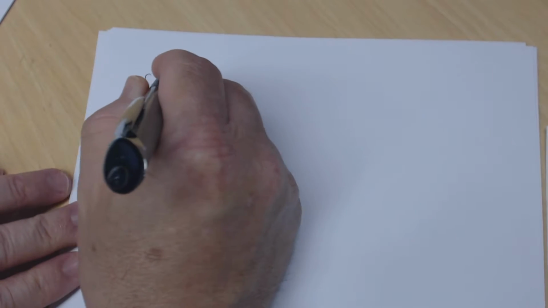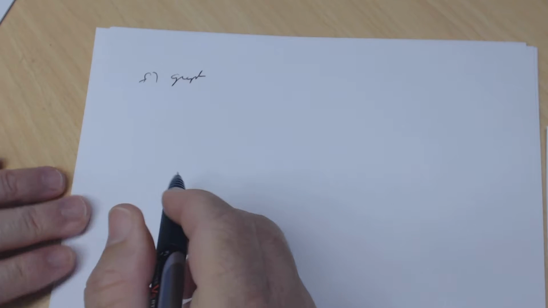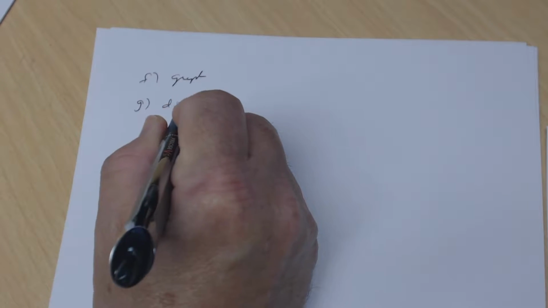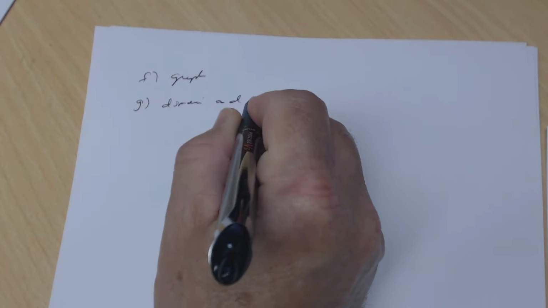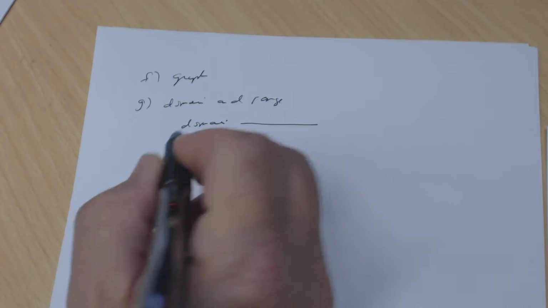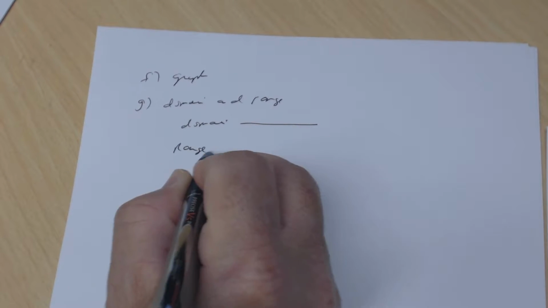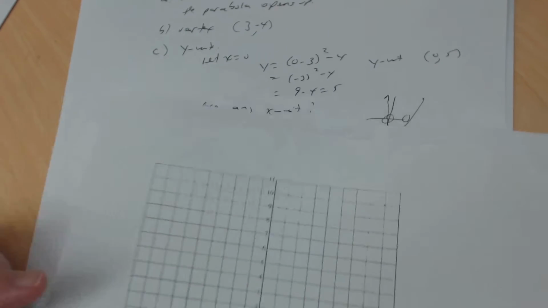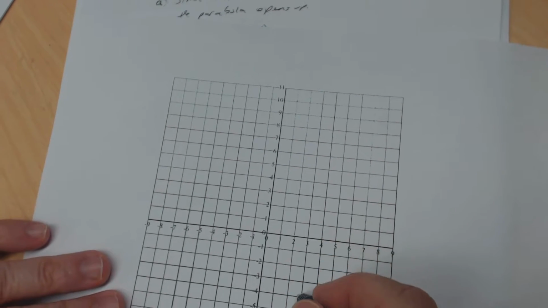All right, and then let's go ahead and graph. And then from that graph, we're going to determine the domain and range. All right, so domain and range. So the domain will be this, and the range will be this. Okay, so let's graph this. So we're going to graph the vertex. So the vertex is 3, negative 4. So 3, negative 4 is here.